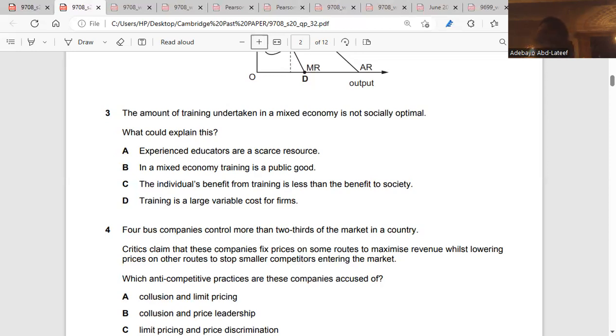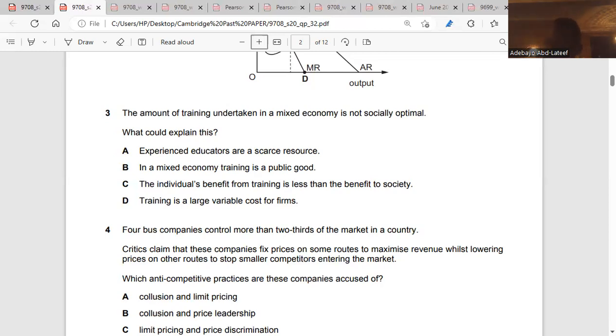The individual's benefit from training is less than the benefit to the society. That's the answer anyway, but I will come back to that. And the last one is saying training is a large variable cost for firms. Well, it is. Training, yes. How is it a large variable cost for firms?